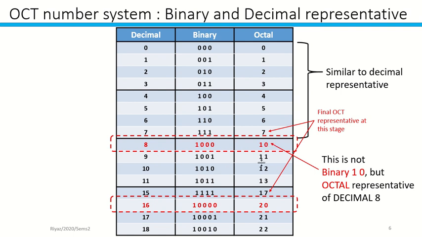Number 9 will be 11, number 10 will be 12, number 11 will be 13, and number 15 will be 17. It's a similar situation: 7 is the last representative for this digit, and when you have 16 it will be 20.